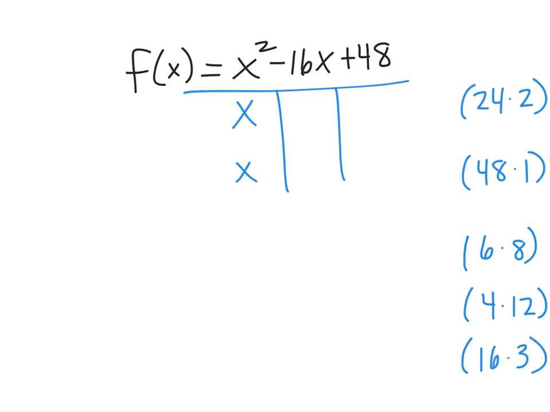Now, one thing that I do want to bring up, and I'll show you here in this first scenario, right? I'm looking at adding these or subtracting them to get a 16. 24 plus 2 is 26, and 24 minus 2 is 22. That's not going to give me the 16 that I'm looking for. So I scratch that one off. 48 plus 1 is 49, and 48 minus 1 is 47. Also not a 16. 6 plus 8 is 14, and 6 minus 8 is 2. Also not going to work.